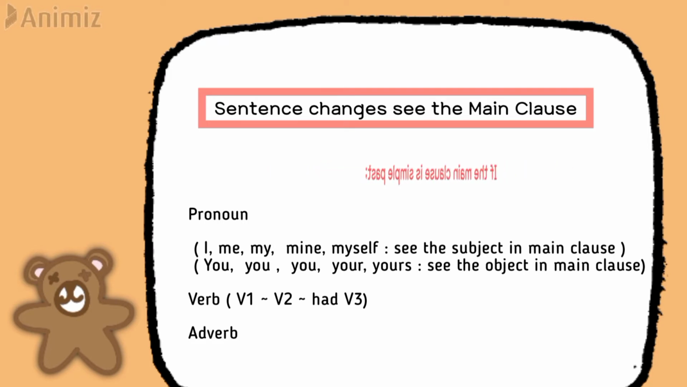Pronoun: if I, me, my, mine, myself, see the subject in the main clause. If the pronoun is you, your, yours, see the object in the main clause. And for verb, verb 1 changes to verb 2, and verb 2 changes to had plus verb 3. And the last is adverb. This we can discuss in the next topic.